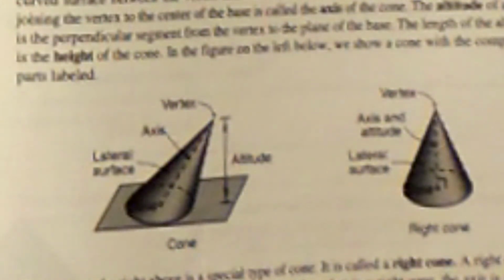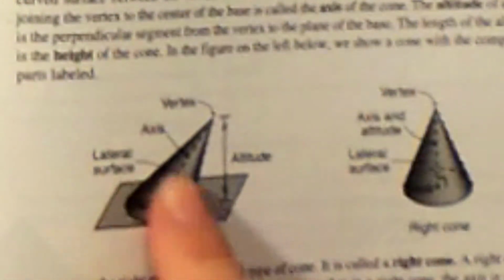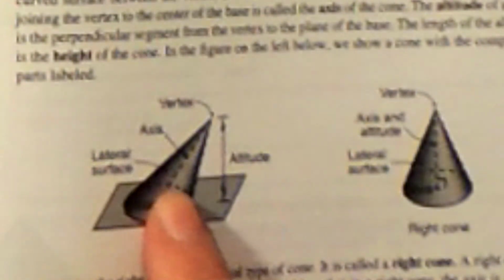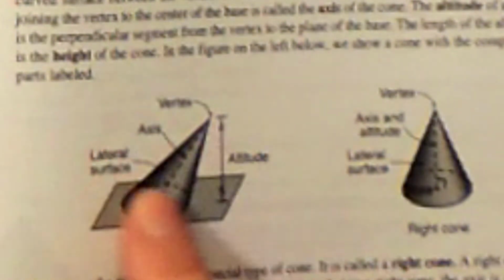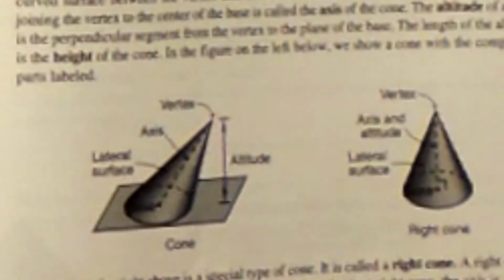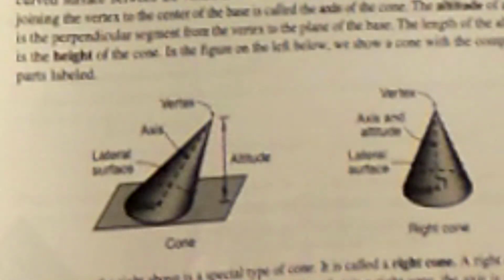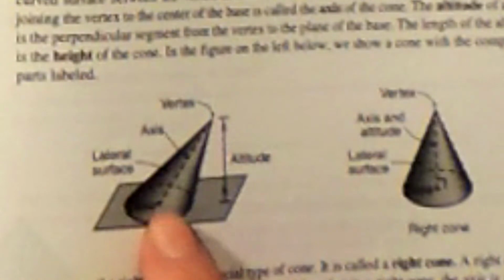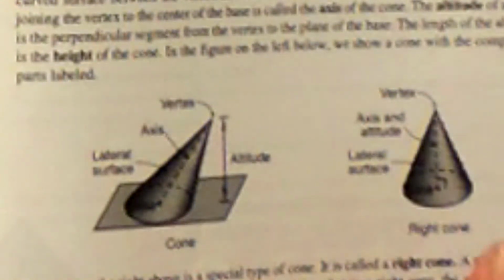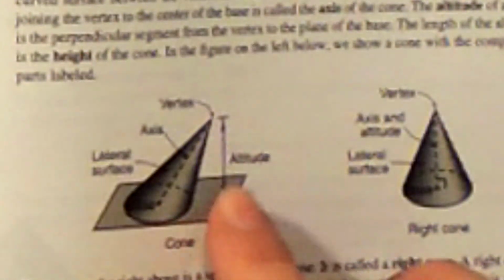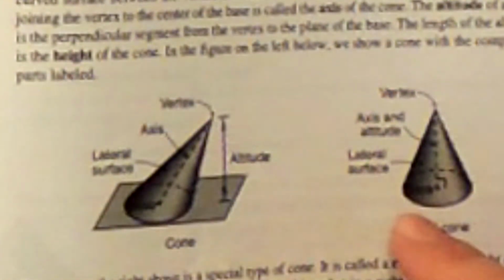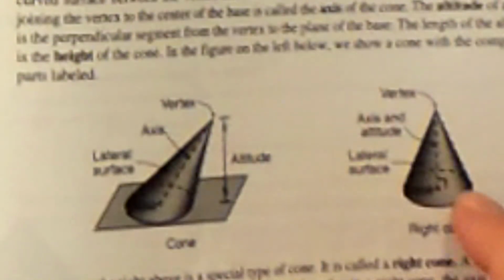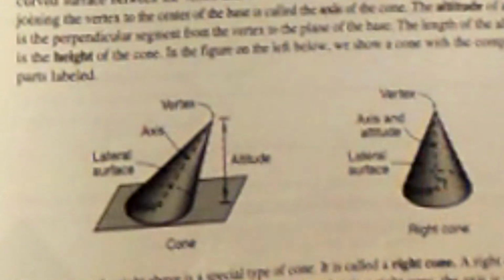A cone is like a pyramid except that the base is a closed curve instead of a polygon. And the curved surface on the sides is called the lateral surface. And once again, there is an axis that goes from the center of the base to the vertex. If it's not a right cone, then the altitude, the height from the plane of the base, will not equal the axis, but we're only going to talk about right cones. So the altitude or the height is going to be the same as the length of the axis.